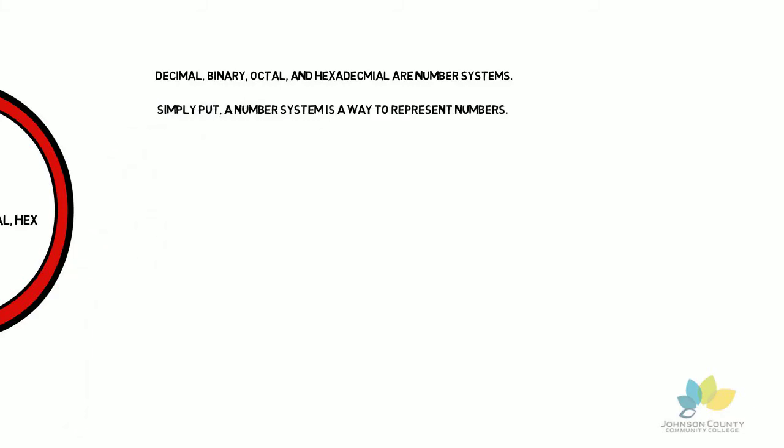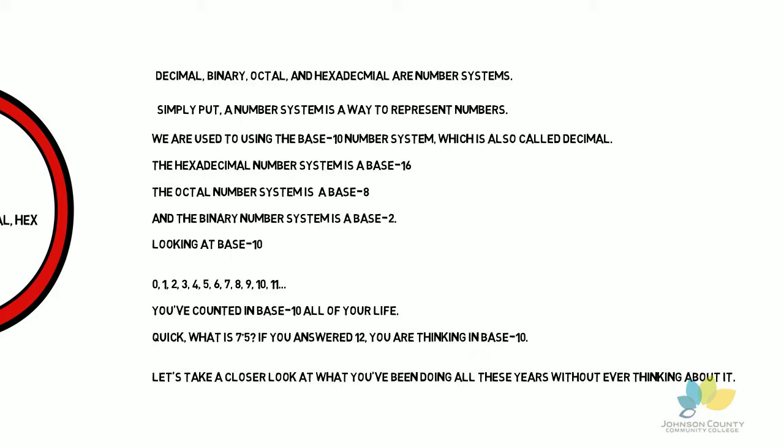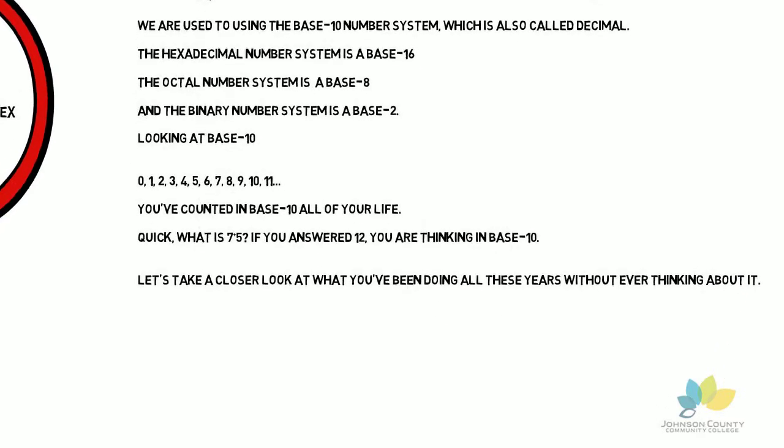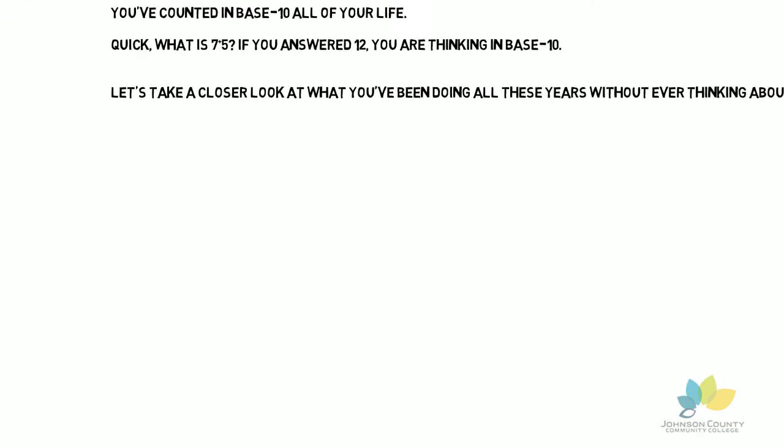Math Module 4, Decimal, Binary, Octal, and Hex. Decimal, binary, octal, and hexadecimal are numbering systems. Simply put, a numbering system is a way to represent numbers. We're used to using the base 10 numbering system, which is also called decimal. The hexadecimal numbering system is base 16, the octal numbering system is base 8, and the binary numbering system is base 2.